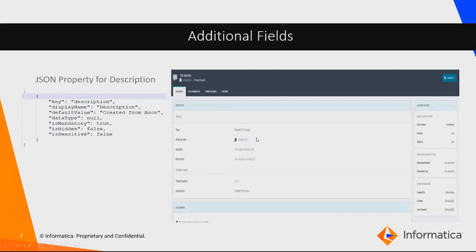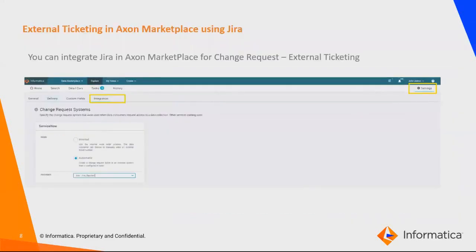So now we'll jump into the next slide where we explain how to integrate Jira with your data marketplace. To integrate Jira with the Axon marketplace, you need to log in as an admin user. In my case, I have logged in as John admin, who is the admin user for the Axon system. Then navigate to the data marketplace. Under data marketplace, click on settings. In settings, you will find the integration tab. Under the integration tab, you will find the change request system, right?